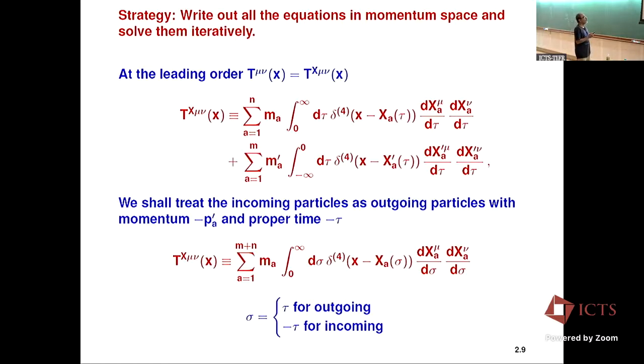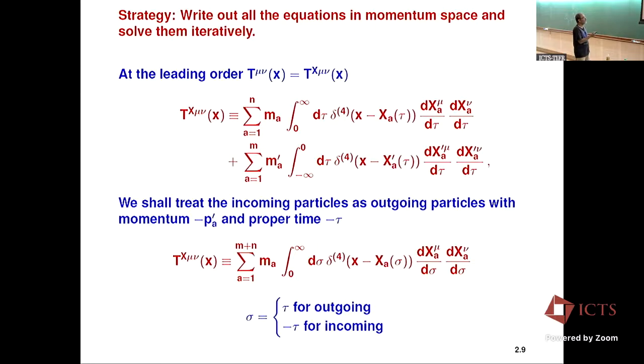Okay. So the strategy that we will be following, this is not necessary, but this is what we had found convenient, is to write out all the equations in momentum space and then solve them. Momentum space means the Fourier space. We are going to work with the hatted objects, write the equations in terms of the hatted quantities. And then eventually, of course, you have to go back to the position space. So let's start the iteration.